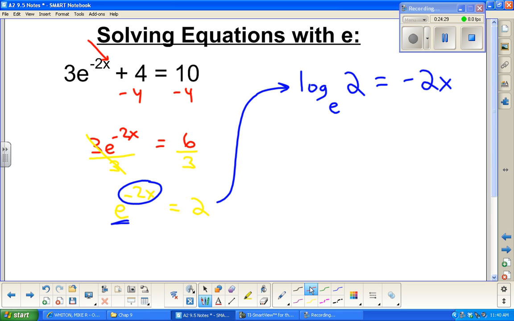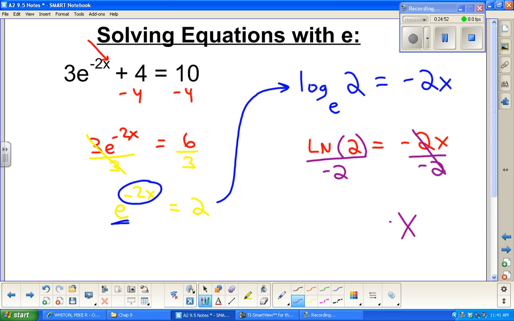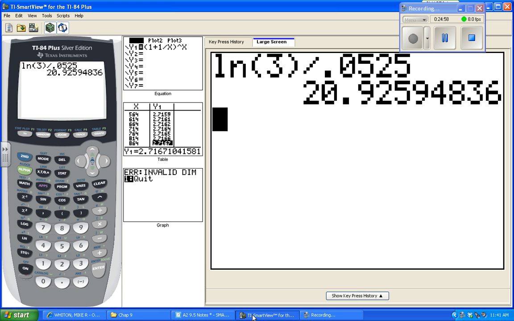The new thing we just mentioned: if the base is e, then it's a natural log. So we're going to use the natural log of 2 equals negative 2x. And to solve that for x, we will just divide both sides by negative 2. Again, don't forget, you're not dividing the 2 by negative 2. We're dividing the natural log of 2 by negative 2. So that's just a calculator problem, parentheses around the 2 in the numerator there, and we'll get a final answer.